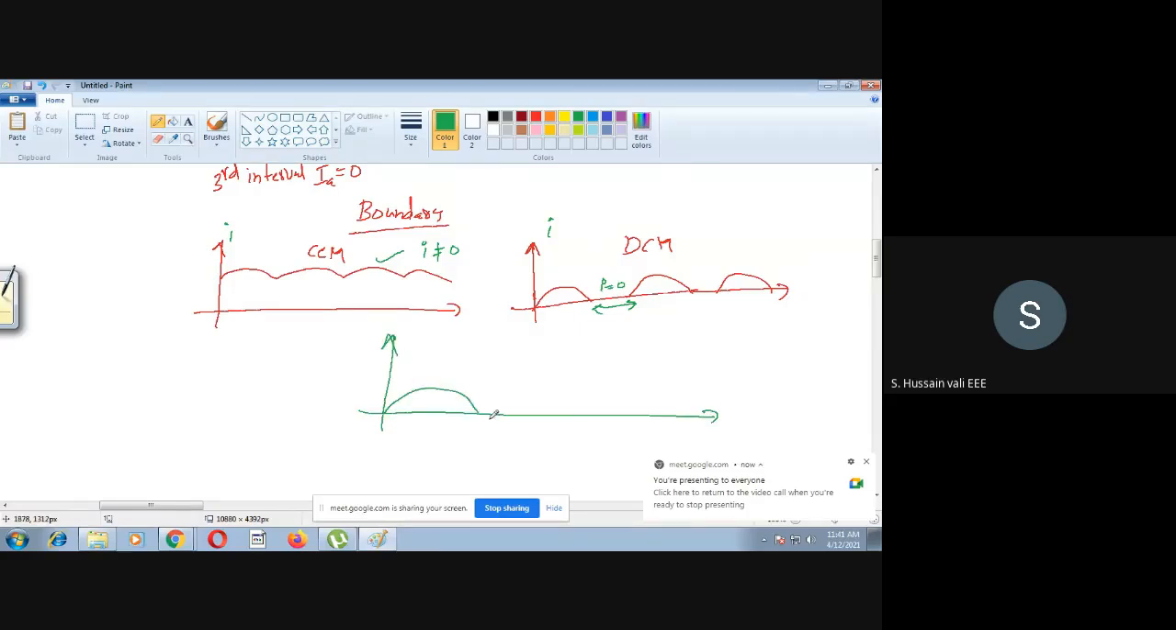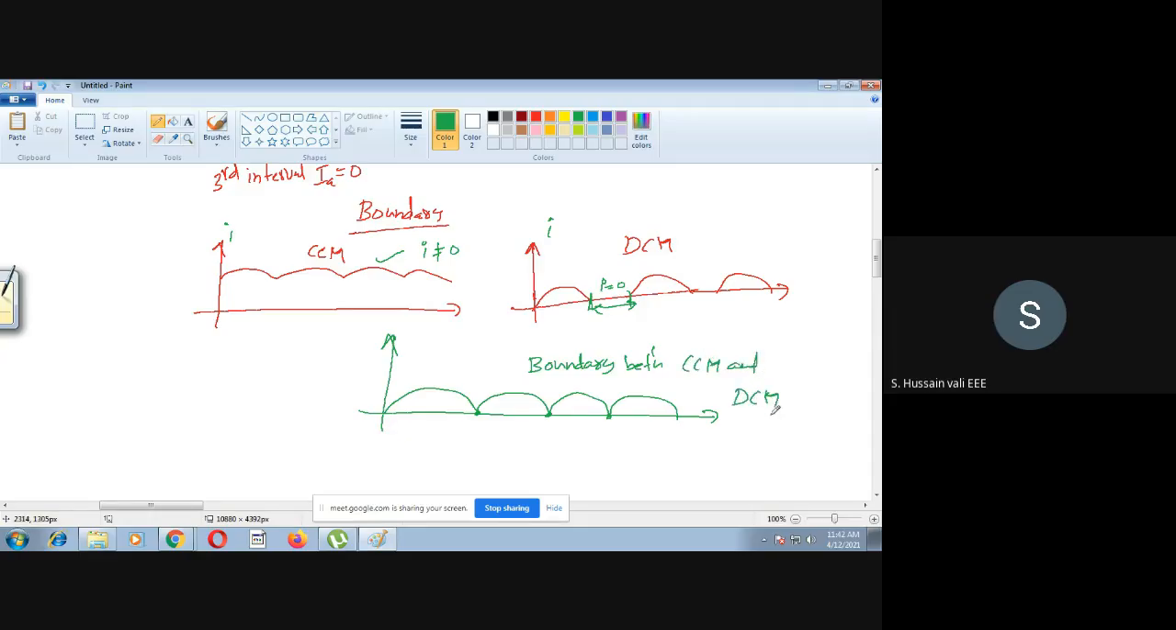Something like this. So here you see now only at one point the I is 0. At all remaining points the I is not 0. Here I is never 0. Here I is 0 for some finite duration. Whereas here it only touches 0 and goes back. So this is called the boundary between CCM and DCM.